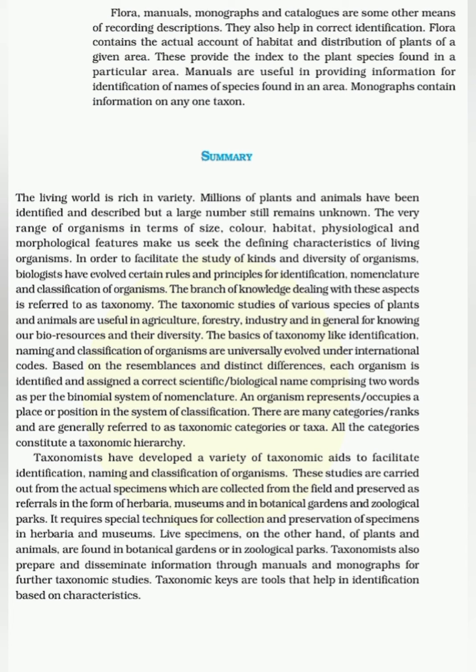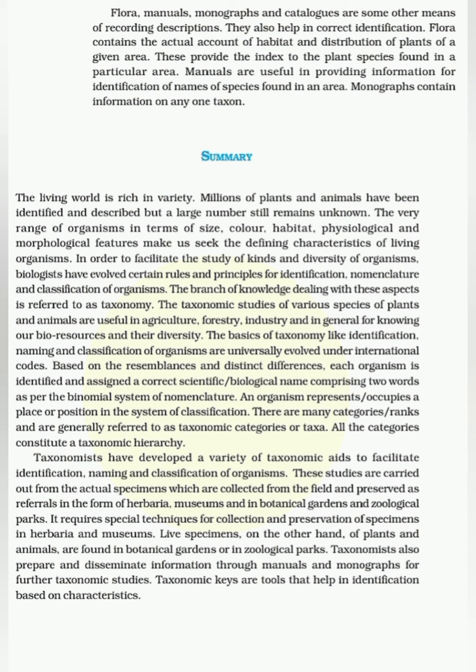Taxonomists have developed a variety of taxonomic aids to facilitate identification, naming and classification of organisms. These studies are carried out from the actual specimens which are collected from the field and preserved as referrals in the form of herbaria, museums and in botanical gardens and zoological parks. It requires special techniques for collection and preservation of specimens in herbaria and museums.